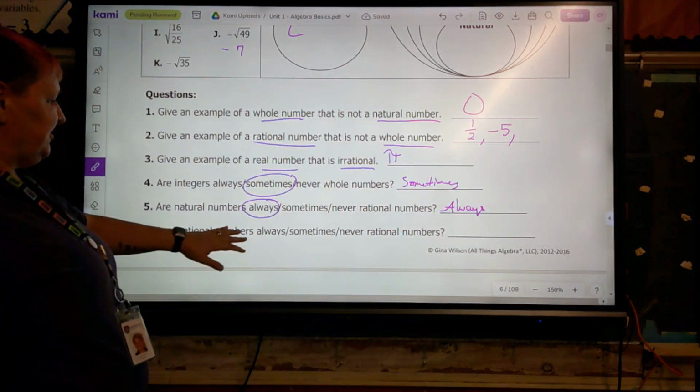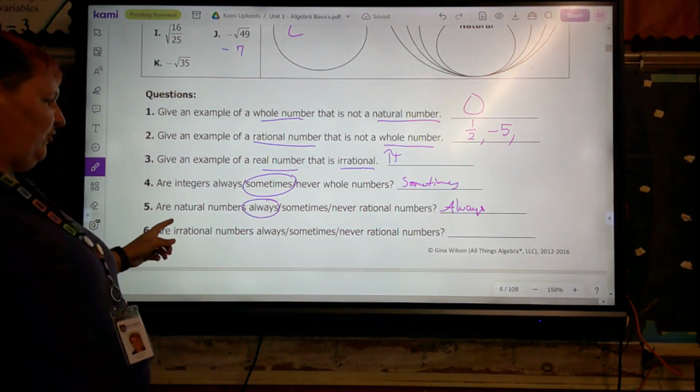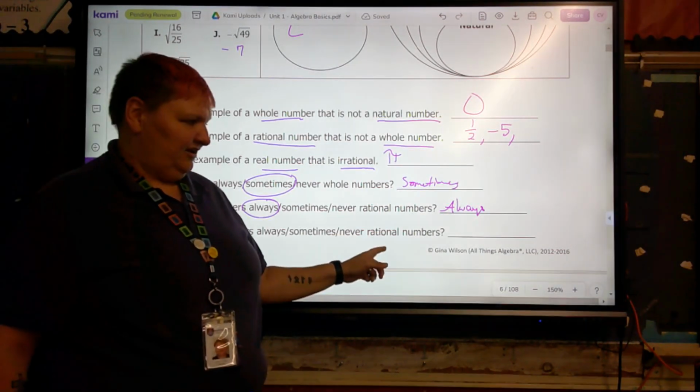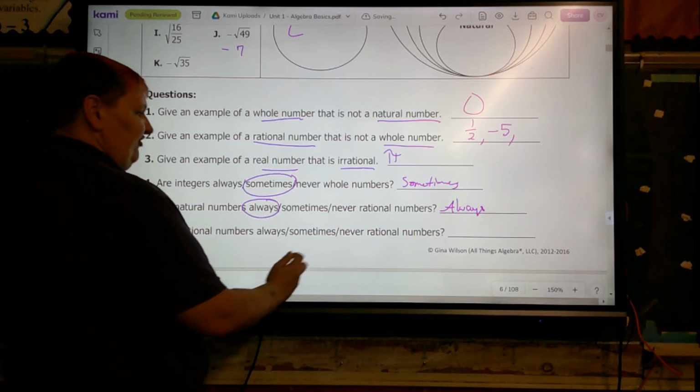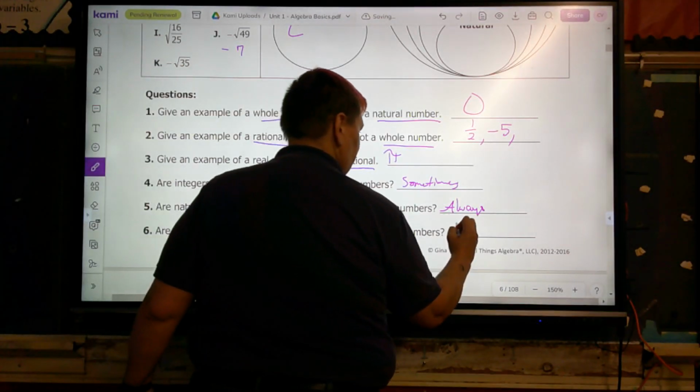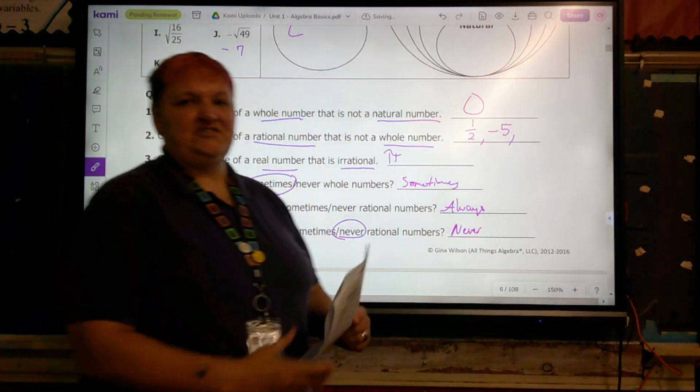And are irrational numbers always, sometimes, or never rational numbers? You cannot be both irrational and rational. They're opposites. So never. They are never the same.